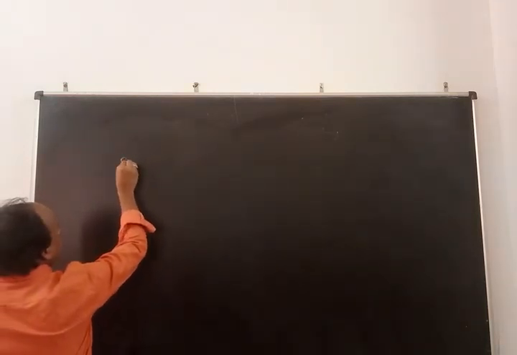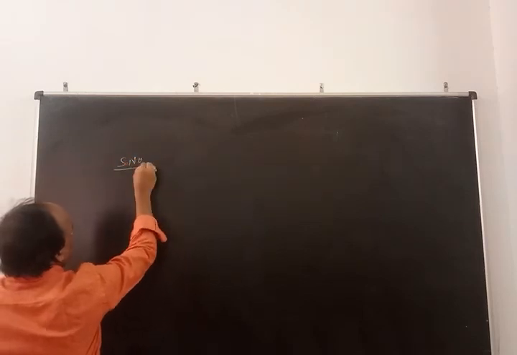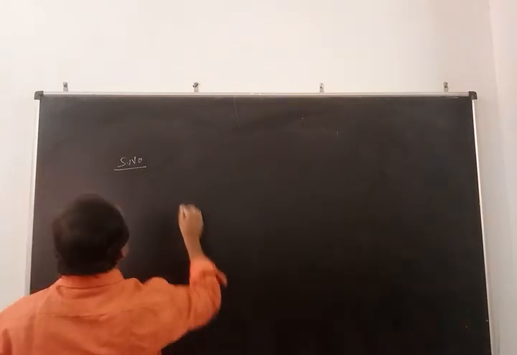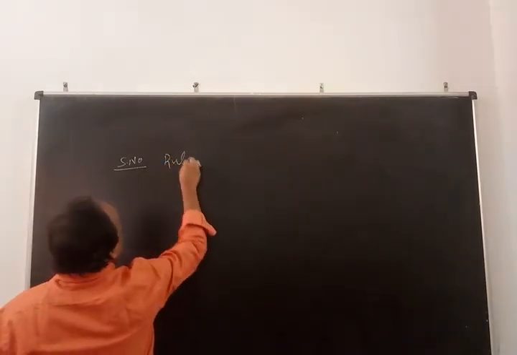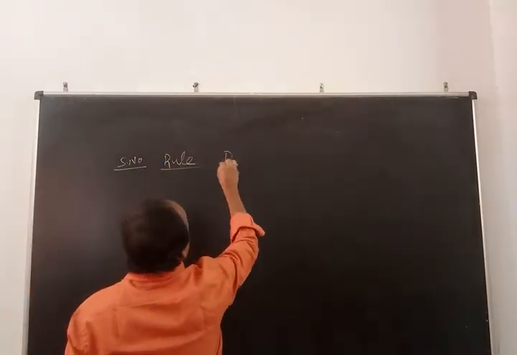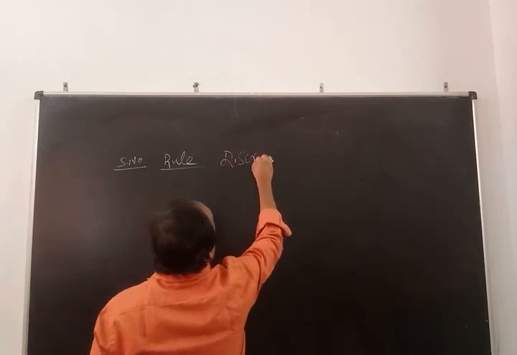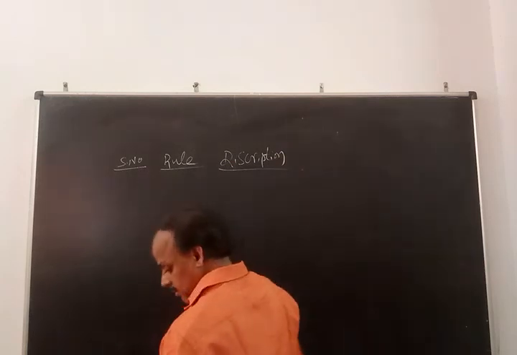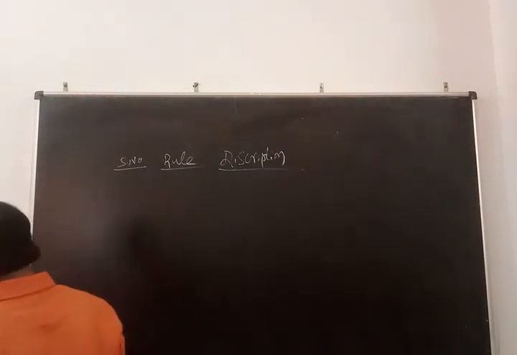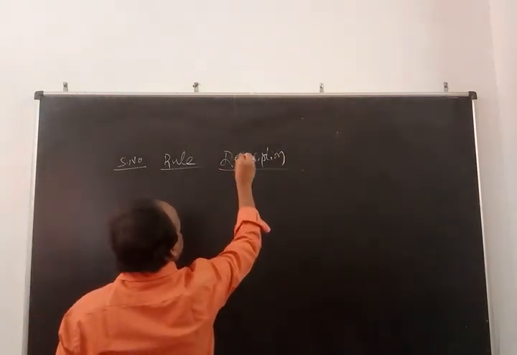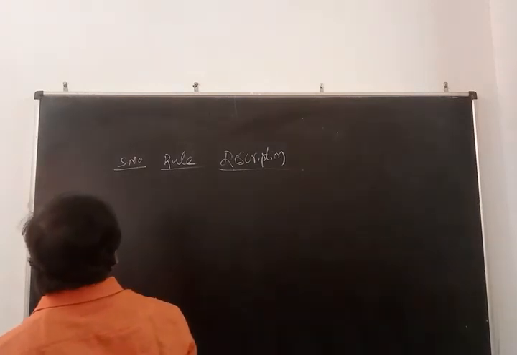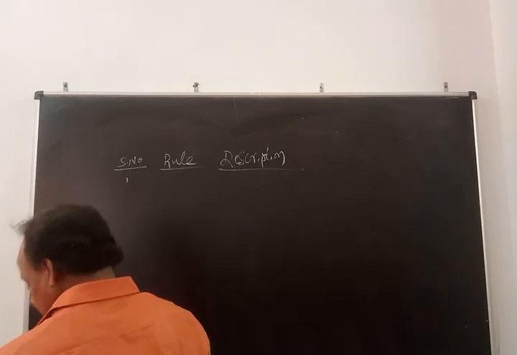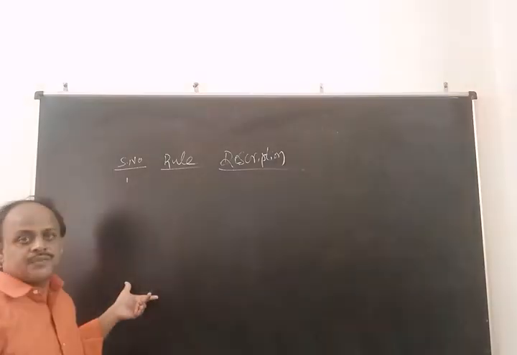Make a table with serial number, rule and description. First one. So what did we discuss first?